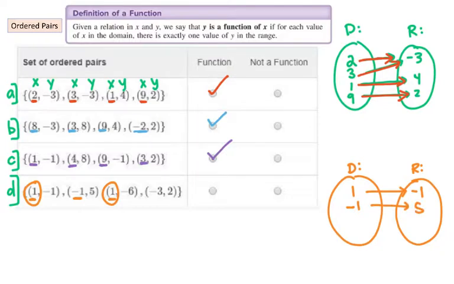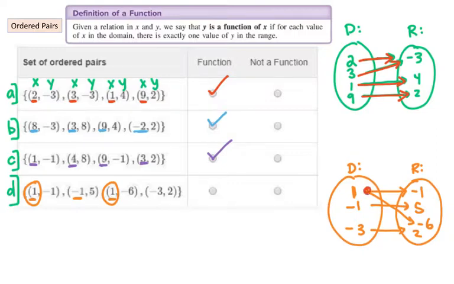Wait, I have another 1 here. So this 1 could also possibly give you an output of minus 6. And then for the last point, 3 goes with 2. Well, I see a problem. And the problem is here.